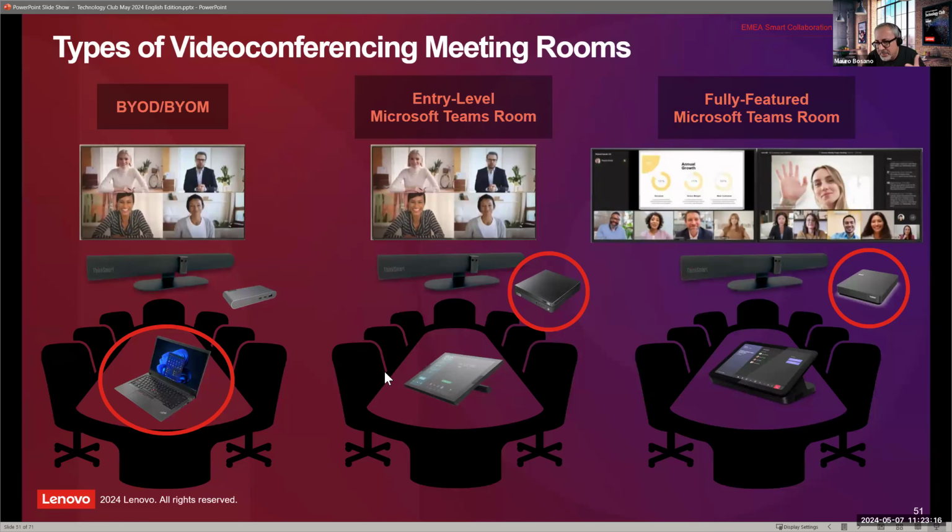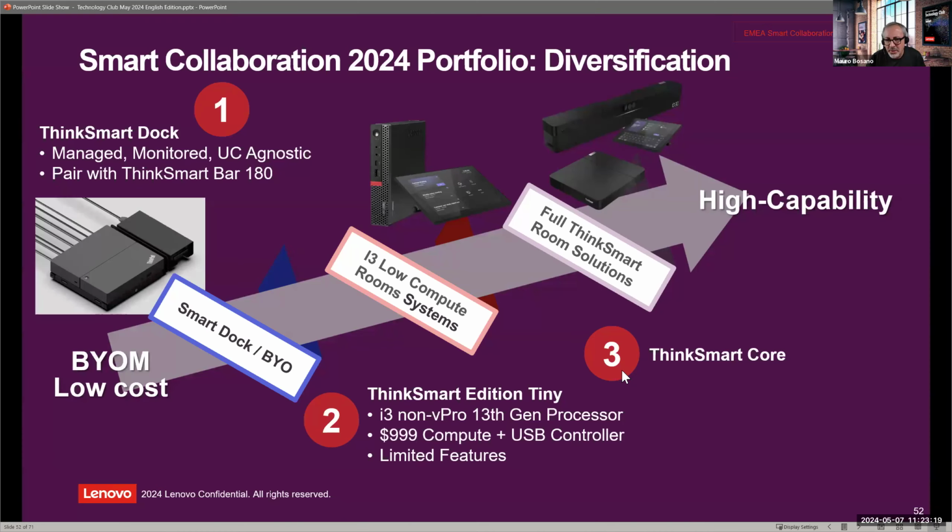And so that's the reason why we have these cheap entry-level MTR. And what Lenovo announced at Enterprise Connect is basically a couple of solutions to address the first two types of those meeting rooms. So something for the bring your own device room and an entry-level MTR solution. Only MTR, so there will be no Zoom room for this specific solution that we call the Tiny Kit.